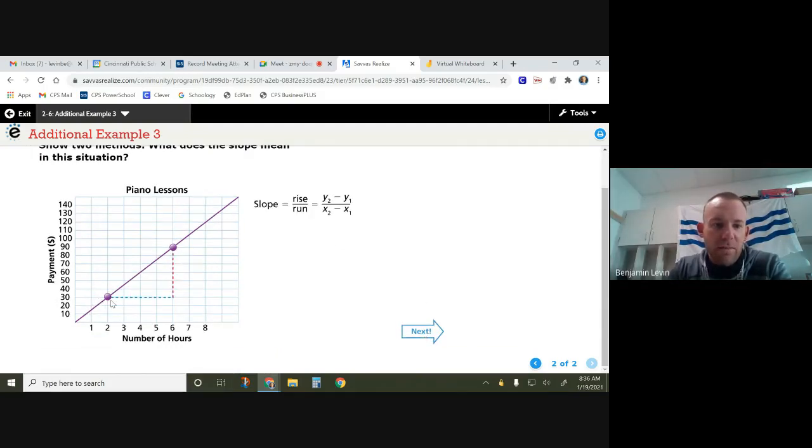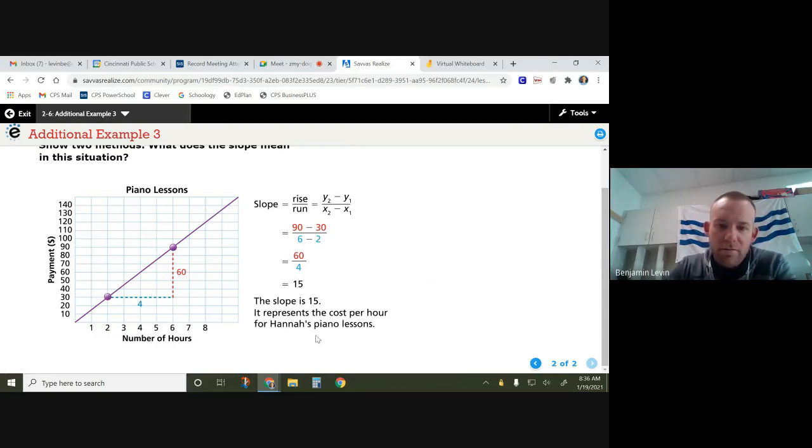And they go through this. They did what I did, right? They did it the other way, but we went over 4 and up 60. They did y2 minus y1. There you go, that's the same thing I got. Up 60 and over 4, rise over run, which equals 15. So that represents $15 per hour to take piano lessons. If you want to take lessons for 4 hours, you're going to owe 60, because 4 times 15 is 60, right?